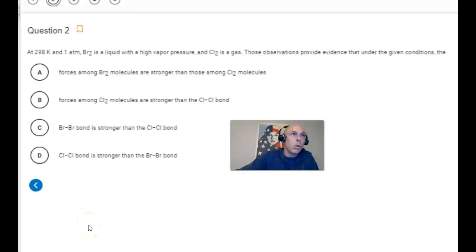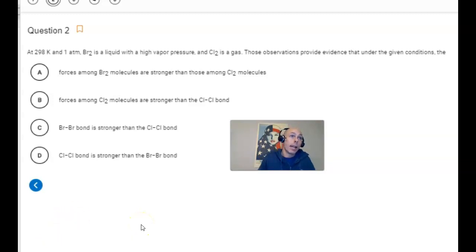All right, question 2. At 298 Kelvin, or 25 Celsius, and 1 atmosphere, bromine, Br2, is a liquid with a high vapor pressure. And chlorine is a gas. We don't know what vapor pressure is, but know that bromine's a liquid, chlorine's a gas. The chlorine molecules have spread out from each other at the temperature at which bromines are still pretty stuck together as a liquid. Those observations provide evidence, under the given conditions, that A, the forces among Br2 molecules are stronger than those among Cl2 molecules, B, the forces among the Cl2 molecules are stronger than the Br2 forces, C, the Br-Br bond is stronger than the Cl-Cl bond, or D, the Cl-Cl bond is stronger than the Br-Br bond. See what you think, come back, and I'll tell you what I think.